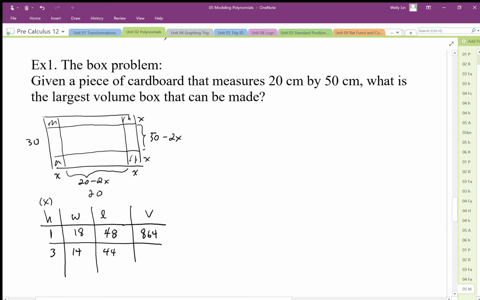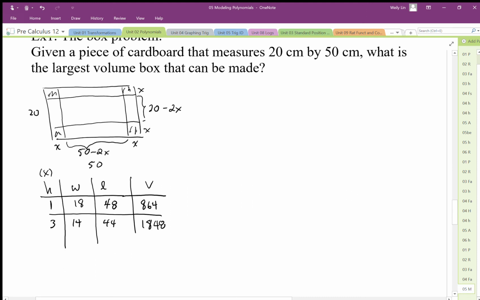Okay, and in fact, let's change our diagram here. Let's just change that to 50 minus 2x. And let's say that that was the length of 20, so it makes our diagram look a little bit better. Okay, so 44, and multiplying those together, I get 1848, so that's quite a bit bigger. I'm going to go even bigger.